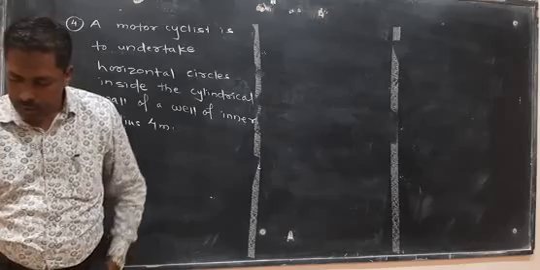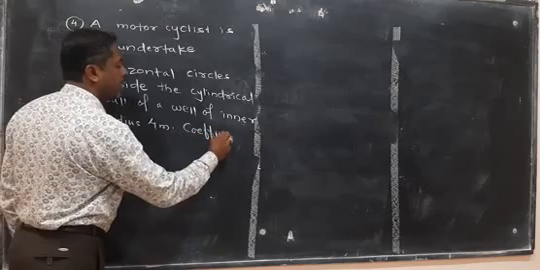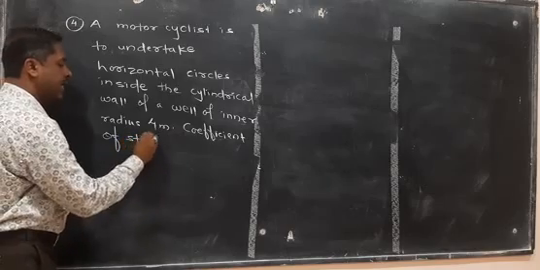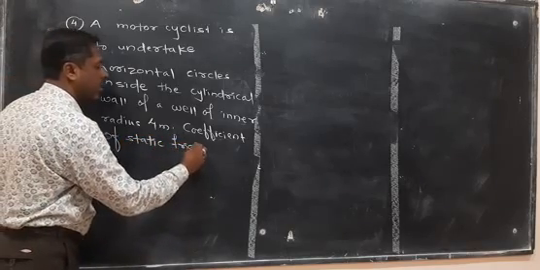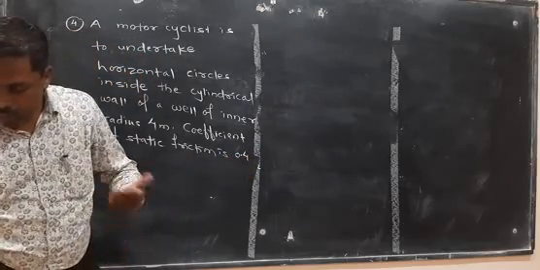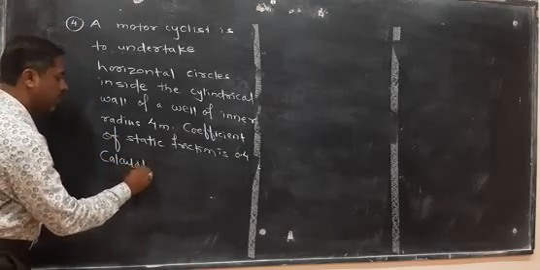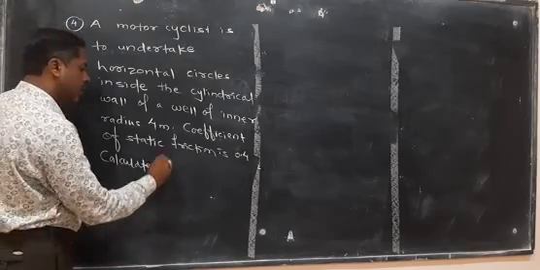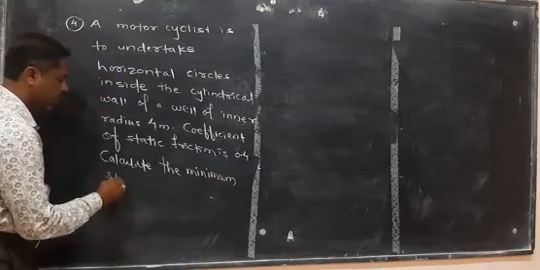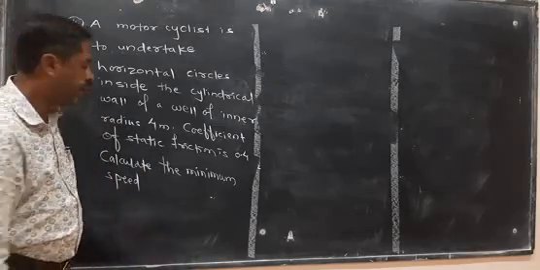Coefficient of static friction is 0.4. It is given. What is asked here? Calculate the minimum speed and the frequency.